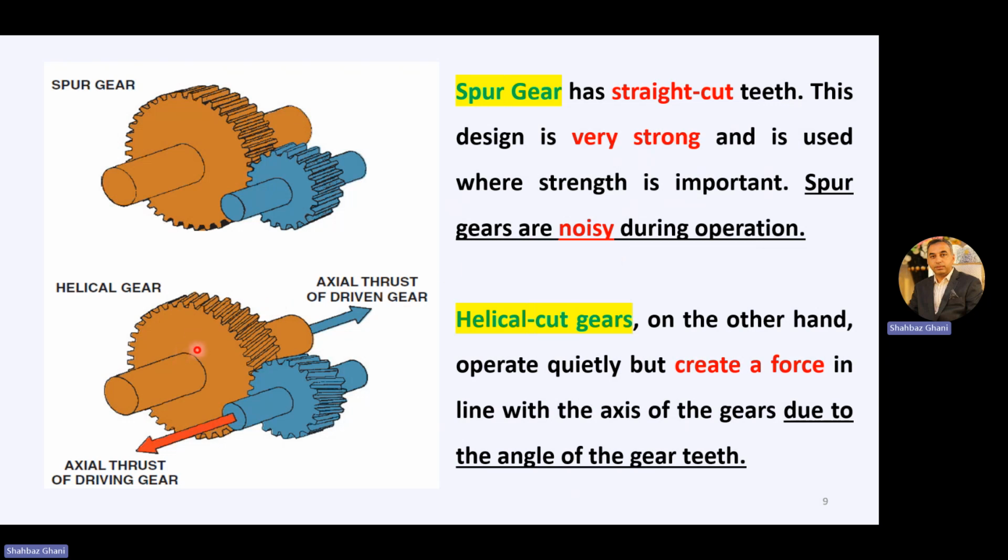In helical cut gears, on the other hand, they operate quietly but create a force in line with the axis of the gears due to the angle of the gear teeth. As we know, they have a helical angle with the center line, so the axial thrust of a driven gear is in this direction and the axial thrust of a driving gear is in this direction. But they operate with less noise.